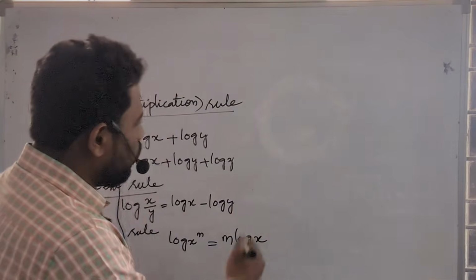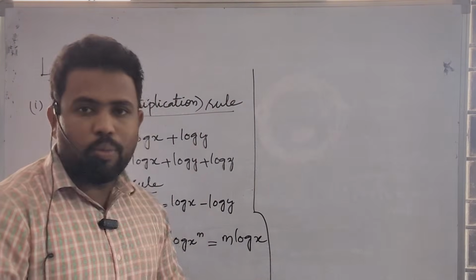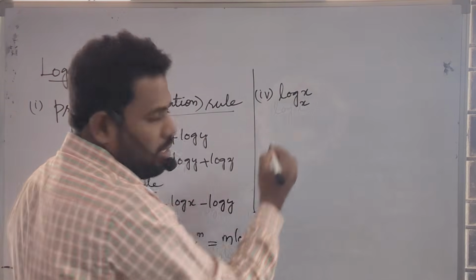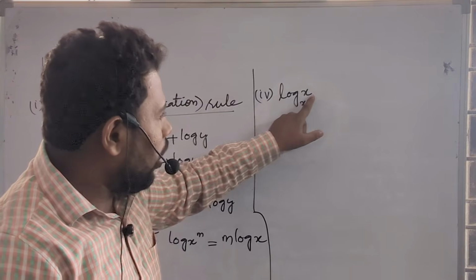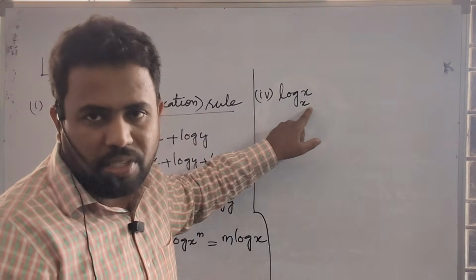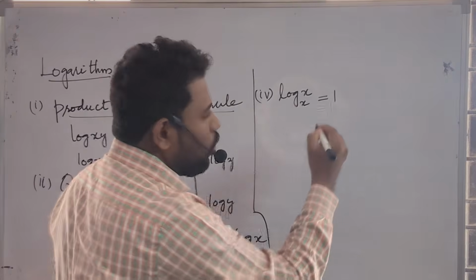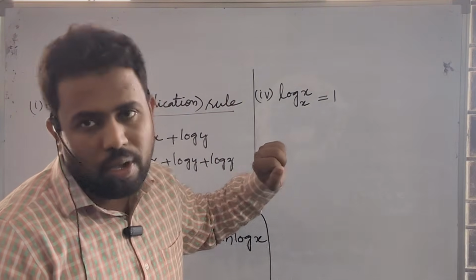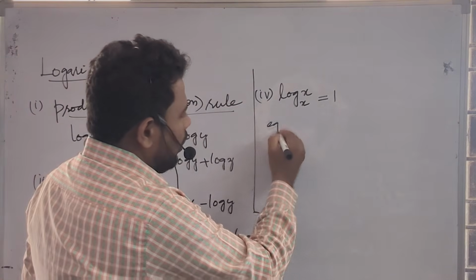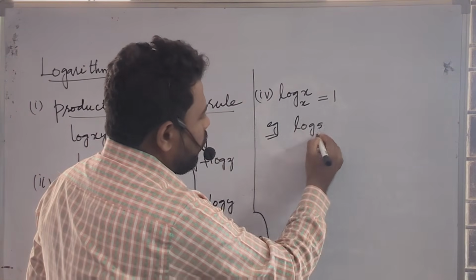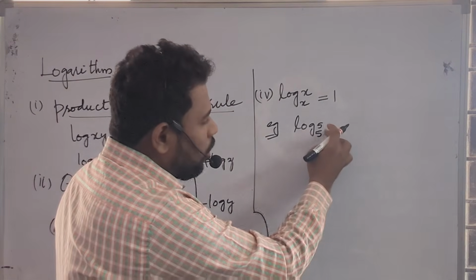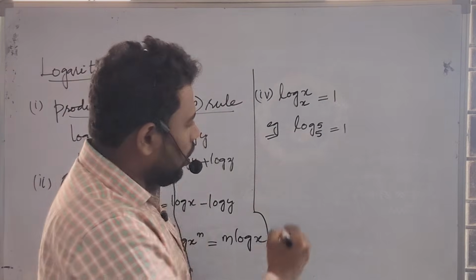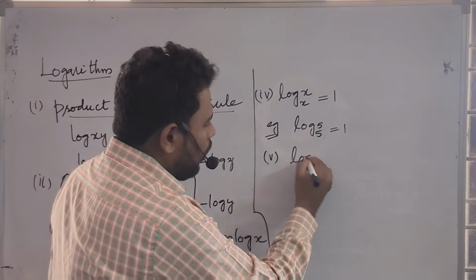If we move forward, we can study a few more rules. See here, log x to the base x. Now, if you observe carefully, log x base x means these 2 values are exactly the same. If these 2 values are the same, the answer is equal to 1. Example, log 5 base 5. These 2 numbers are the same, so the answer is 1.